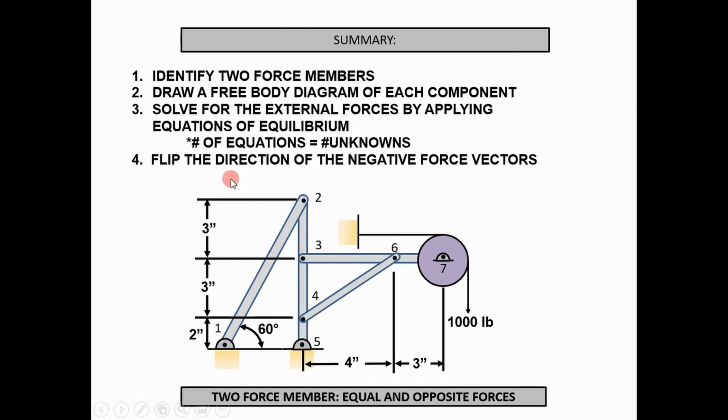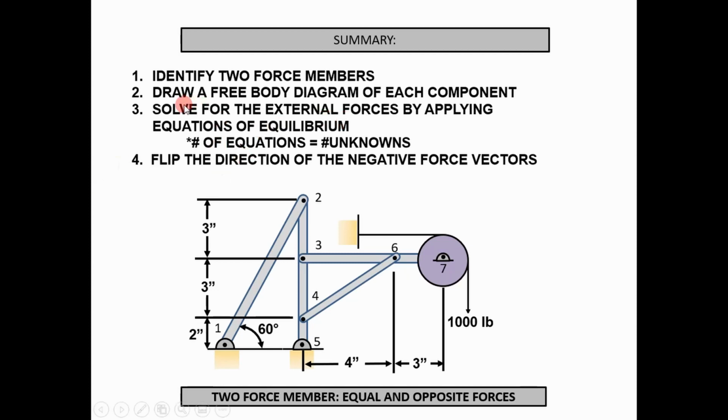So the steps we went through are to identify the 2 force members. Why? Because this greatly simplifies the free body diagram. And then you needed to break down each of the assembly components into free bodies. And so we did that, and we replaced the forces or the reactions with force loads.